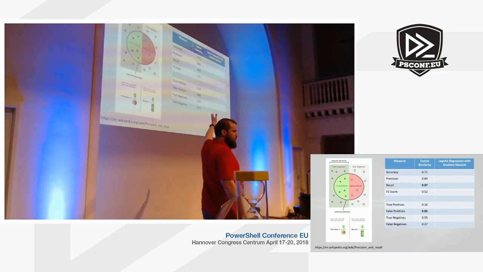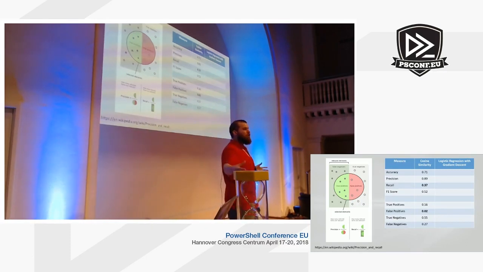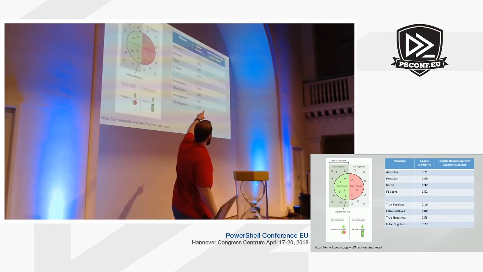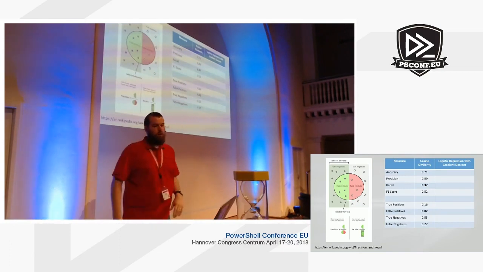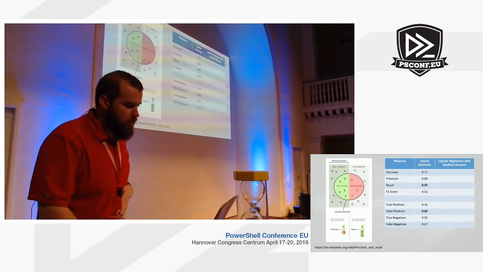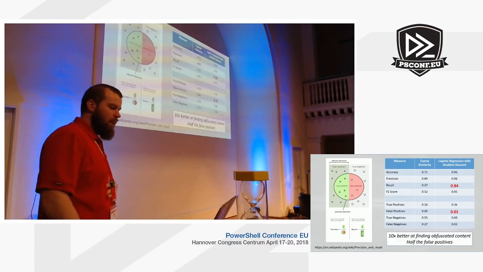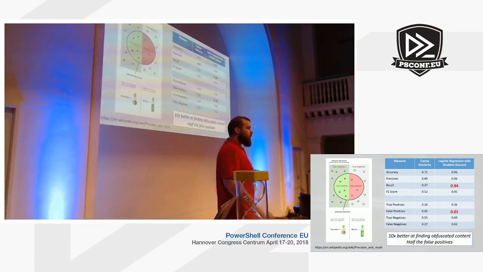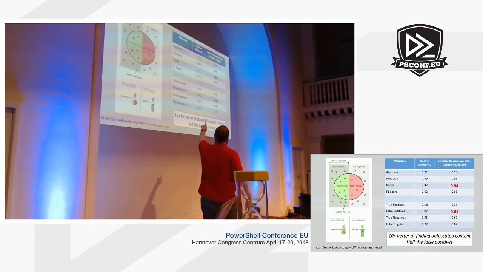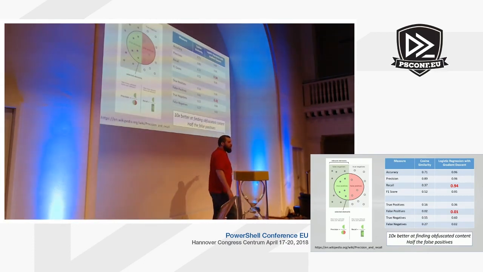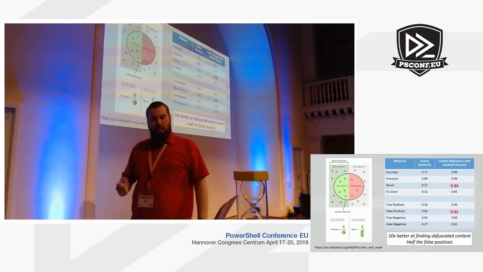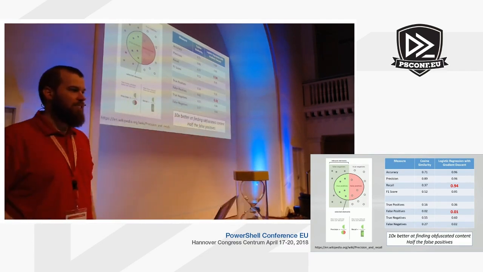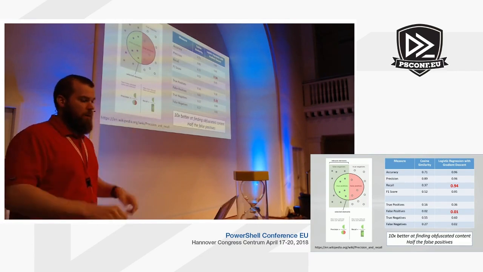When we did the cosine similarity with just the character frequency analysis of the whole script, we had 89% precision, 37% recall. With this new logistic regression, 96% precision and 94% recall, and we cut our false positive rate in half. So with the AST, we just got 10 times better at finding obfuscated commands and scripts with half the false positives. We were excited about this.